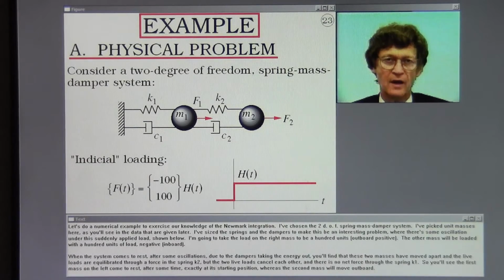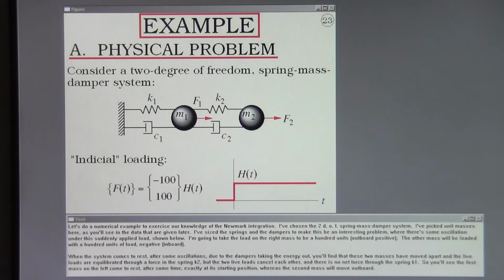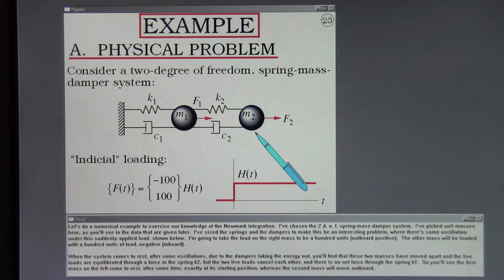Let's do a numerical example to exercise our knowledge of the Newmark integration. I've chosen a 2 degree of freedom spring mass damper system. I've picked unit masses here, as you'll see in the data that are given later. I've sized the springs and the dampers to make this be an interesting problem where there's some oscillation under this suddenly applied load shown below.